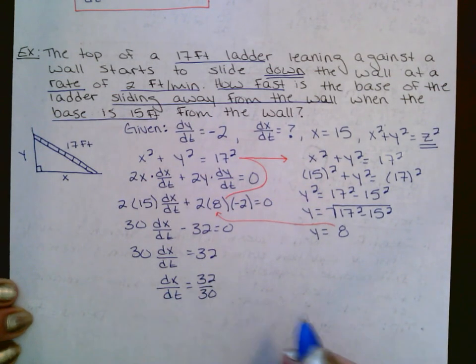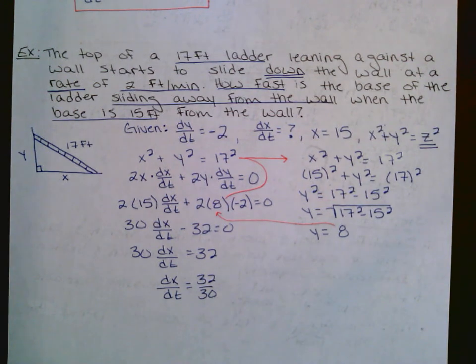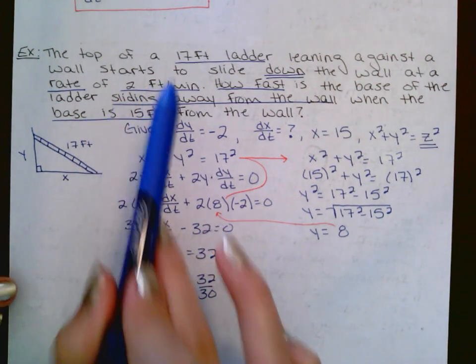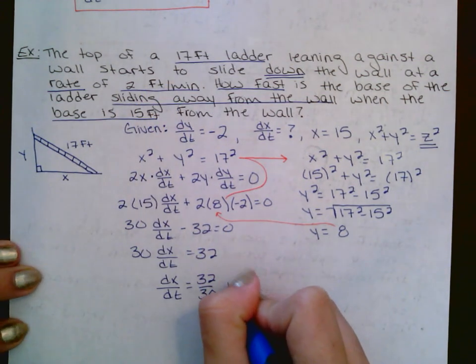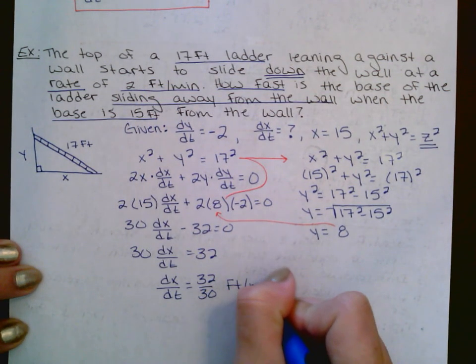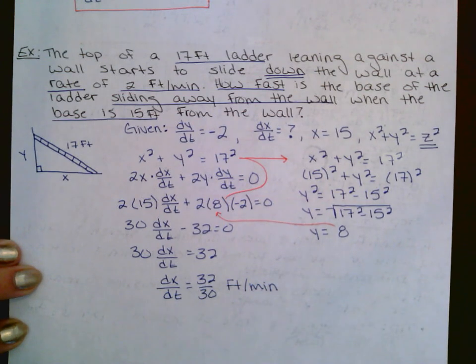All right, so hopefully you got 32 over 30. Do not worry about reducing. Don't stress it. It's not needed, okay? All we have left is to put our units. And if we look back at our question, we can see we were talking about feet and minutes. So we just put feet per minute, okay? And you are done with this question.